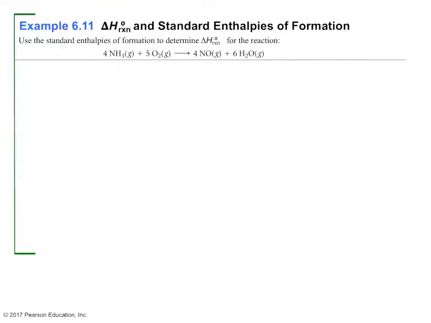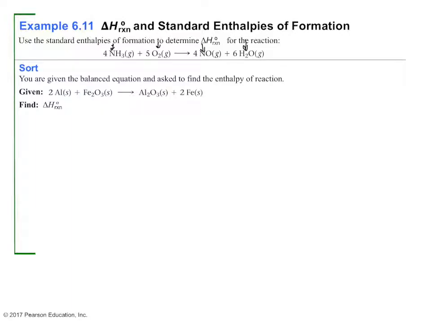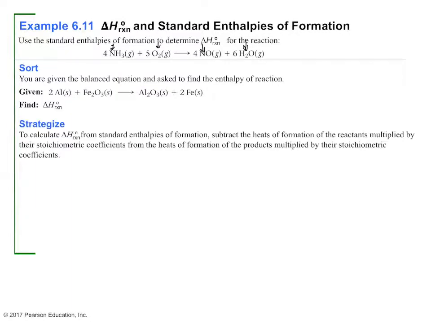All right, so let's look at this example. It says use the standard enthalpies of formation to determine the heat for the reaction. So we have NH3, 5O2, 4NO, 6H2O. Okay, you are given the balanced equation and asked to find the enthalpy of the reaction.